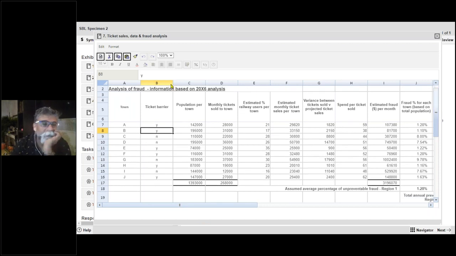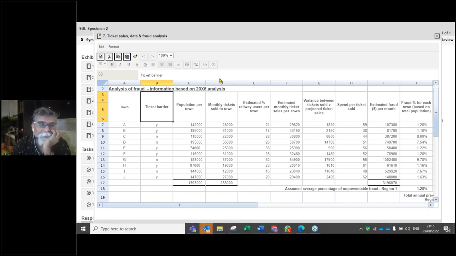Okay. So the first column is towns. How many towns are there in this one region? A, B, C, D, E, F, G, H, I, J. So 10 towns. And then it says ticket barriers Y, Y, N, N. What the hell is this? Y, Y, N, N, Y, Y, N, Y. What does this mean? I'm not as street smart as you guys. Y, Y, N, N means what? Yes, no, yes, no. Really? Interesting. So town A has a ticket barrier. It says yes. Town B, yes. Town C, no ticket barrier.